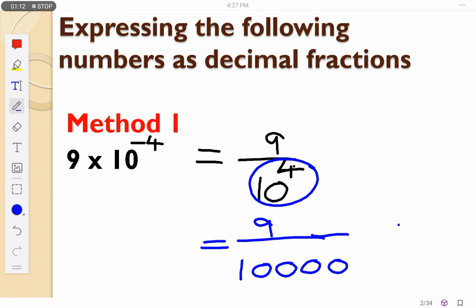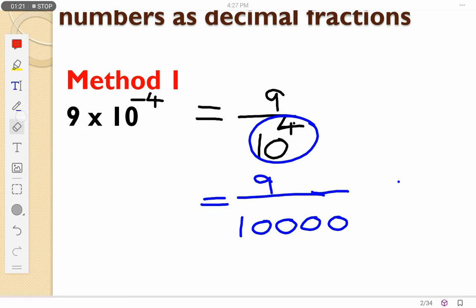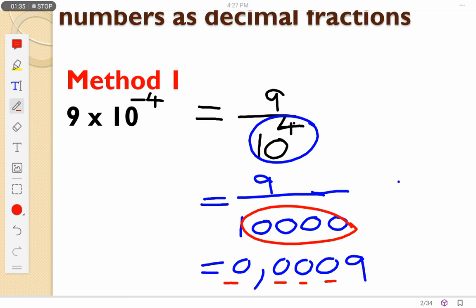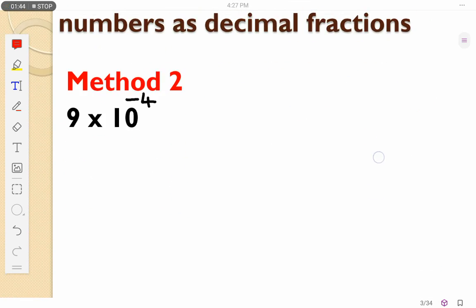Now that I have that, I can simply divide 9 by 10,000 there. What do we get? I'll get 0.0009. I'm counting the number of zeros there. These are 1, 2, 3, 4, which are these 4 there. So that's what we do. Then I can have another method. So I'm going to have method number 2 using the same question.